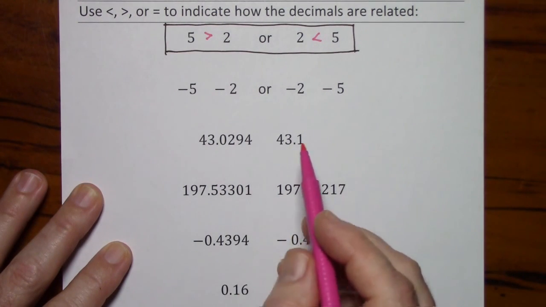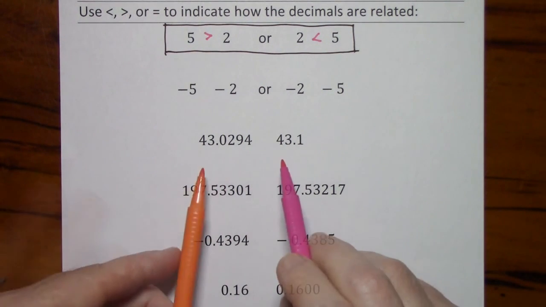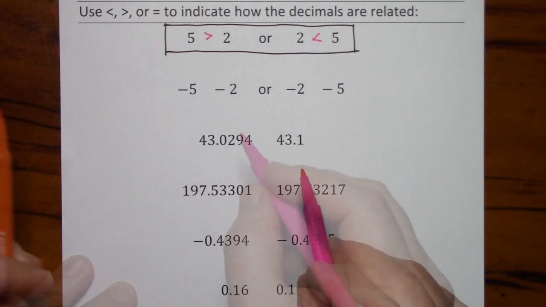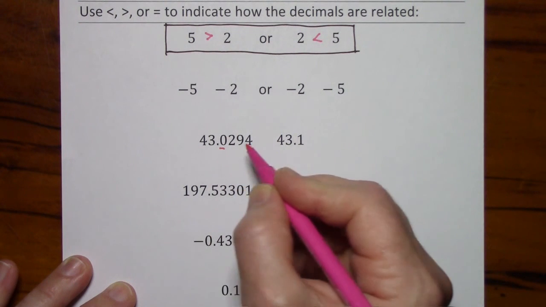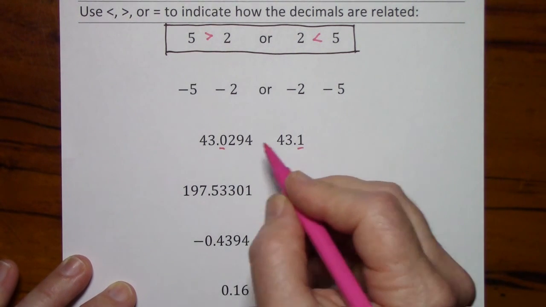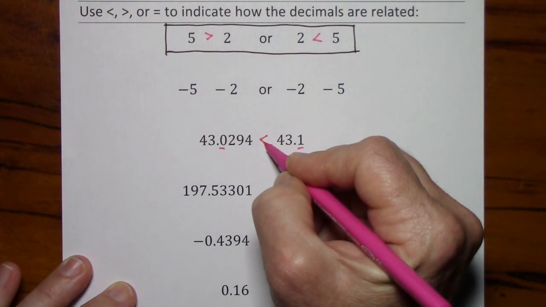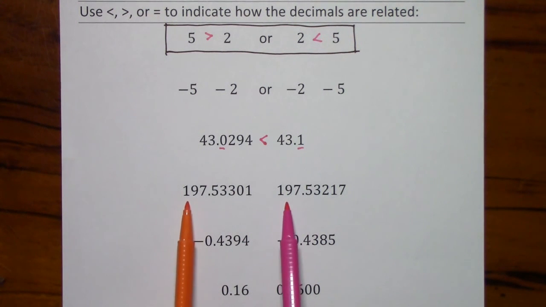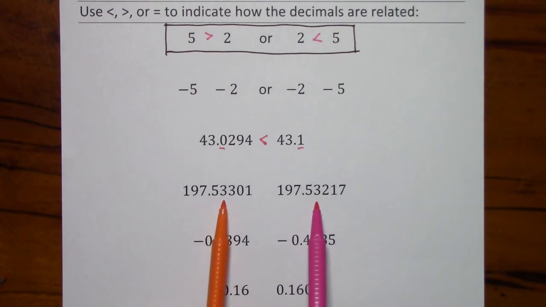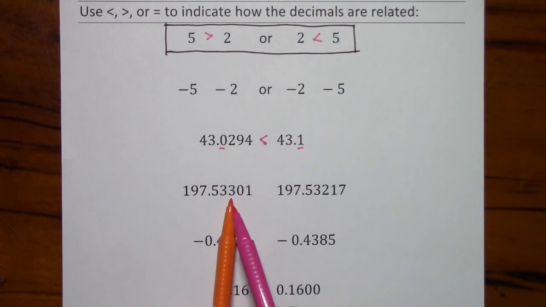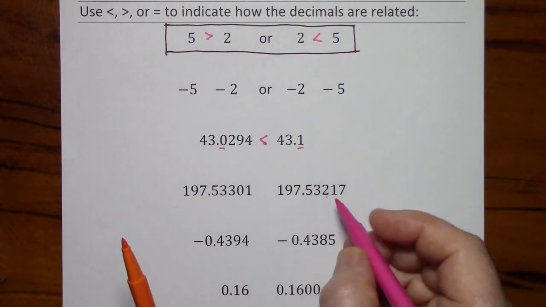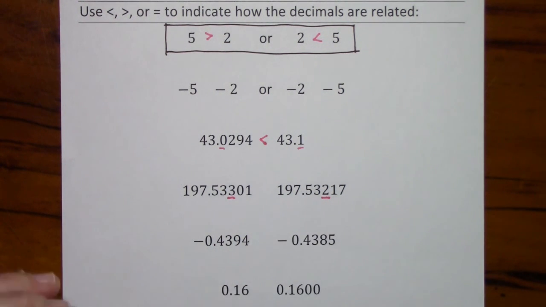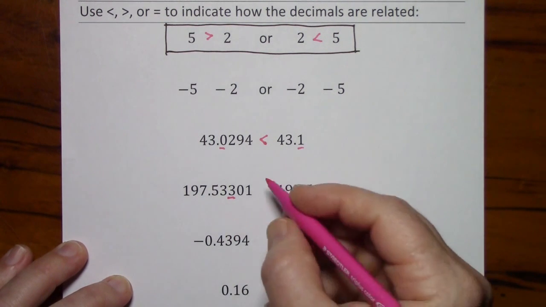So comparing these two decimals, we proceed digit by digit. 4s are the same, 3s are the same. This is the first difference we encounter. So I'm comparing a 0 to a 1, and 1 is greater than 0. Looking at this example, the same. Where's the difference? Okay, this 3 is compared to this 2. Three is greater than 2.